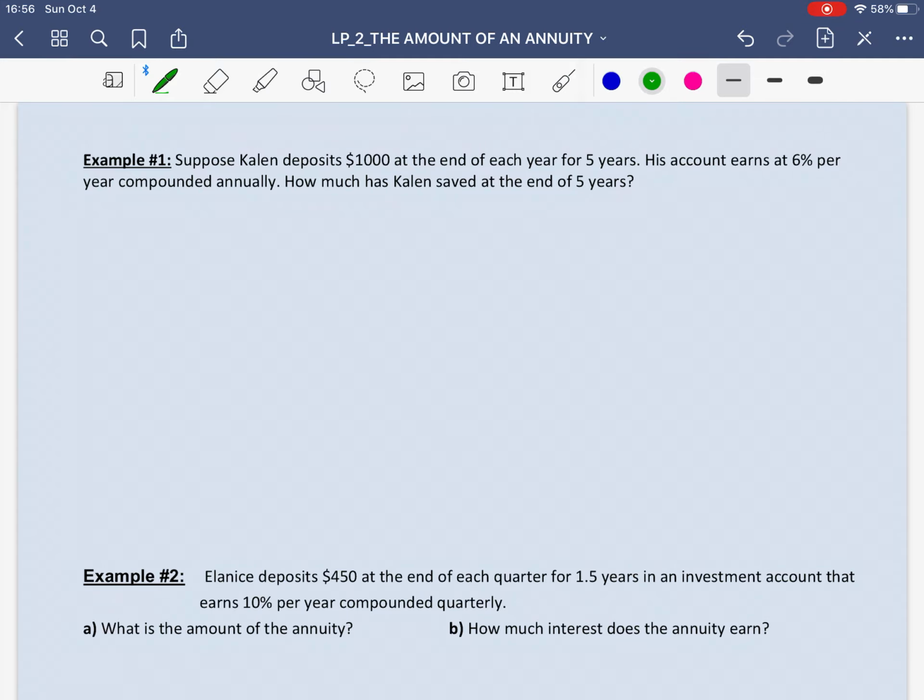The first time you read the problem just to get an idea about what kind of question you're dealing with. The next thing that you want to look at is some keywords. So what kind of problem is this? You are depositing money at the end of each year for 5 years. That's a regular payment. So it looks like we have to use the formula A equals R times (1 plus I to the power of n minus 1) divided by I.